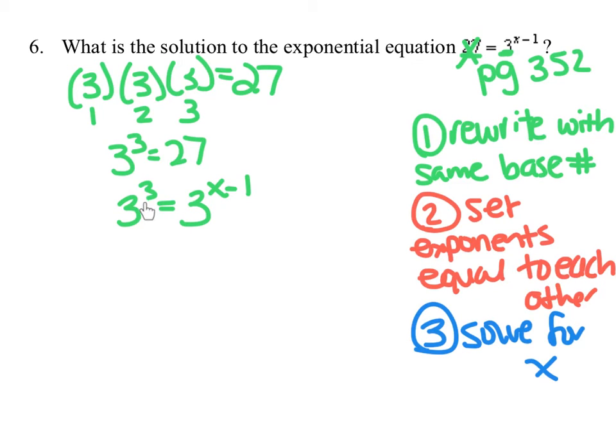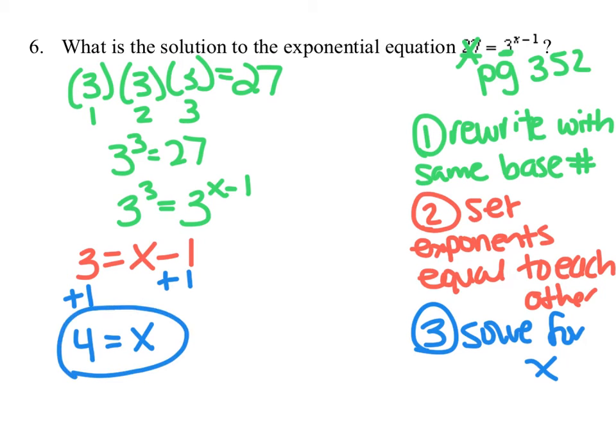The next step is to set exponents equal to each other. Because I have the same base, I can set my exponents equal. So these two guys are going to go into an equation, and I'm going to make them equal to each other. So that would be 3 equals x minus 1. So that's the second step. The third step is to solve for x. So that means get x by itself. So I first need to move over this number, and I would do that by adding 1 to both sides. 3 plus 1 is 4, so 4 is equal to x. So my answer for this problem is plainly 4.